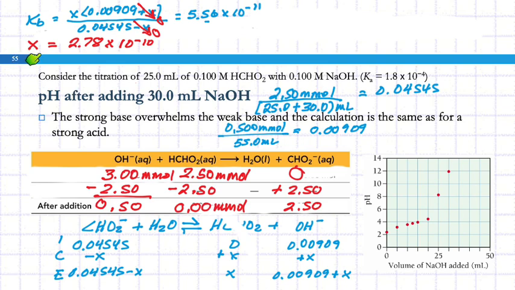So is this X my hydroxide ion concentration? It isn't this time. So here's hydroxide. At equilibrium, it's 0.00909 plus X. Well, we can add that to 0.00909. It's not going to change anything, though, is it?